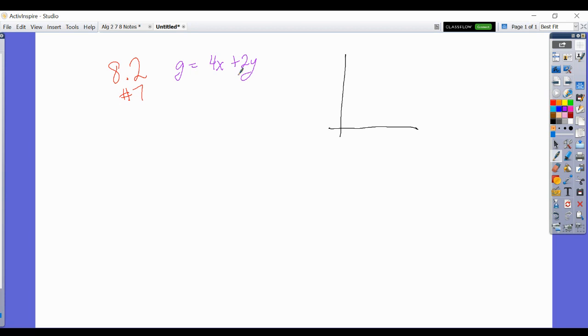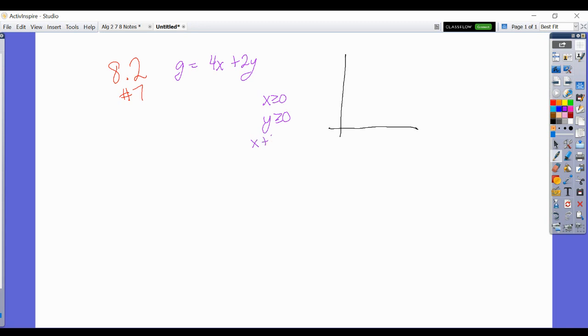We're going to save that one for later. We do not graph it. We don't do anything with that until we have the corners of our region. So first we need to get the corners of our region. It says x is greater than or equal to 0, y is greater than or equal to 0. So I just drew the first quadrant here.